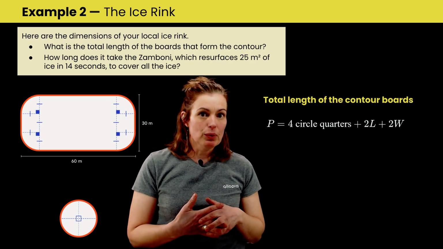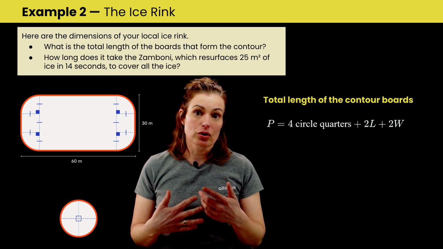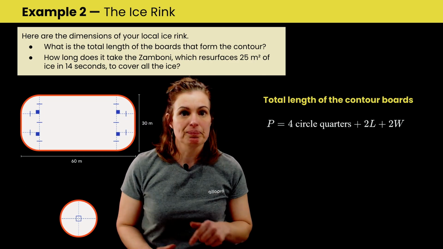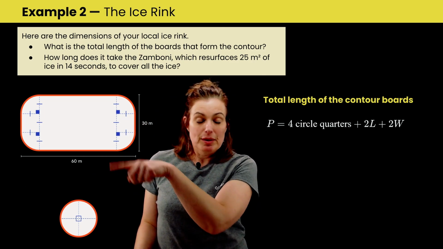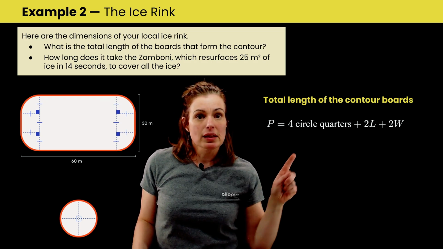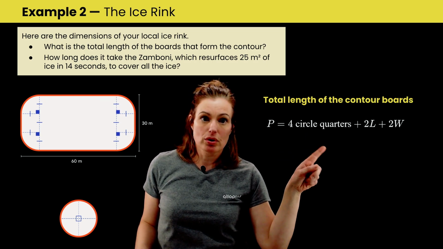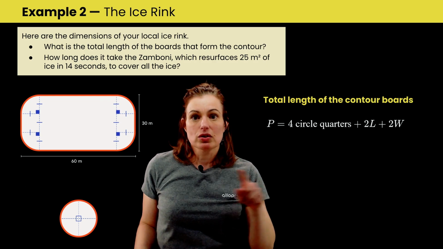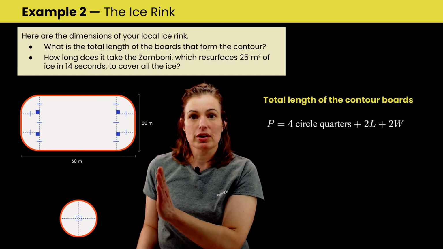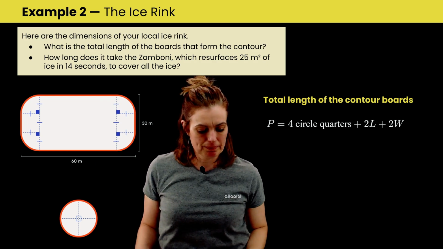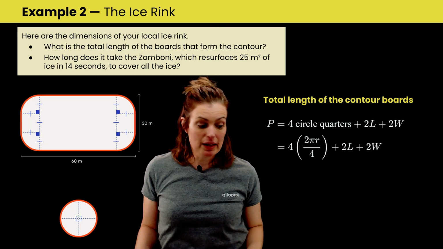And the first thing I want to do is look at the total length of the contour board. So it's what you see in red there. And that is going to be the perimeter of our ice rink. And it's calculated by looking at the 4 circle quarters plus 2 times the length plus 2 times the width. So when I plug in the values, this is what I get.